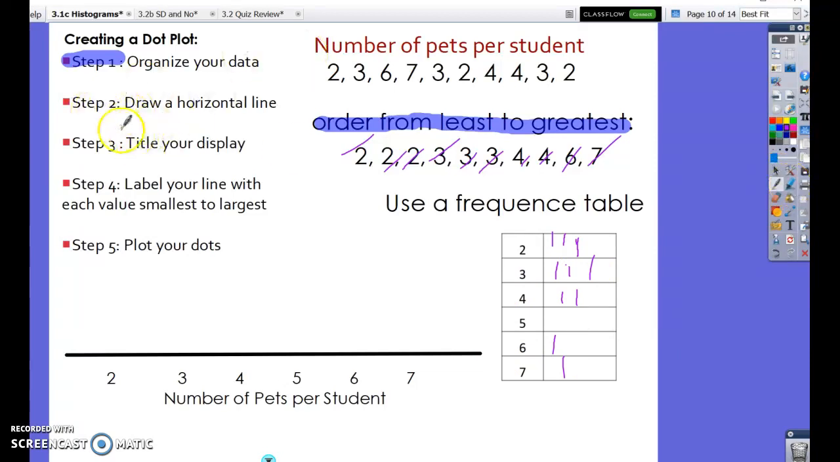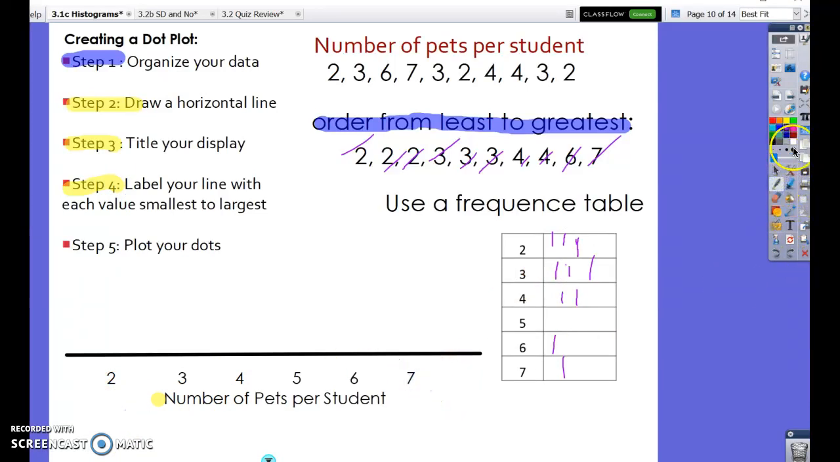Step 2, we want to draw a horizontal line. Well, we've got a horizontal line at the bottom. Step 3 was to title our display. We titled it Numbers of Pets per Student. Step 4, we want to label our line with each value from smallest to greatest. So 2 was our smallest, 7 was our greatest, so we labeled our line going from 2 to 7. Then step 5, we just want to plot our dots.